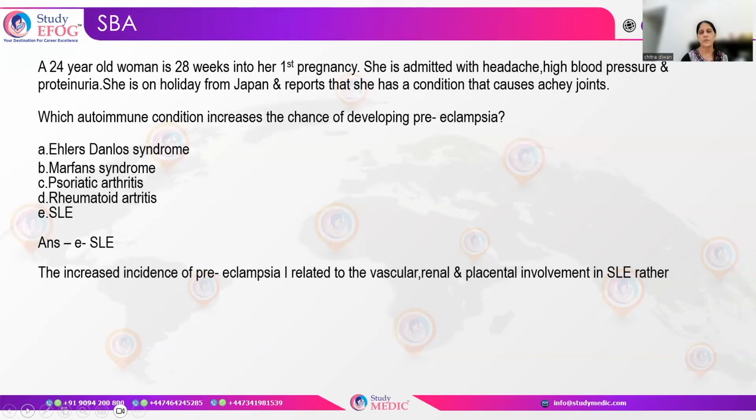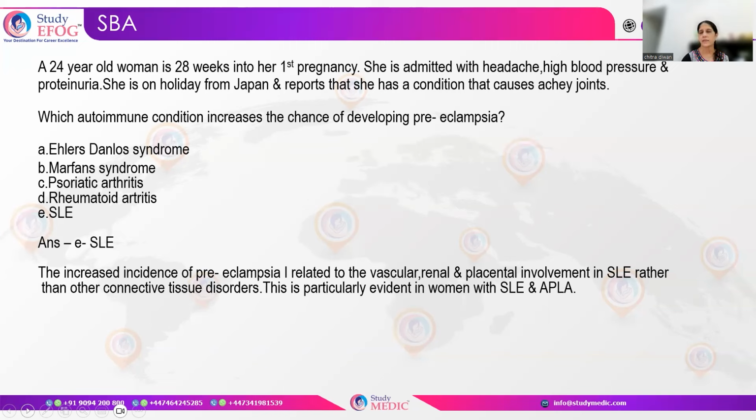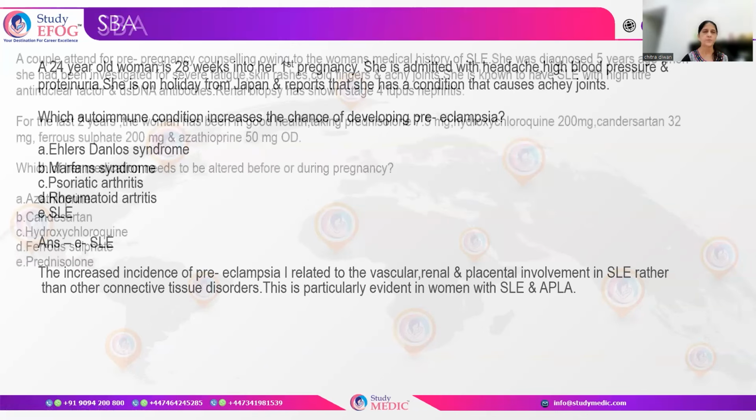It is because of the renal, vascular, and placental involvement, rather than in other connective tissue disorders, where you do not have as much vascular and renal involvement. It is more commonly seen in women who have SLE and those who have APLA.